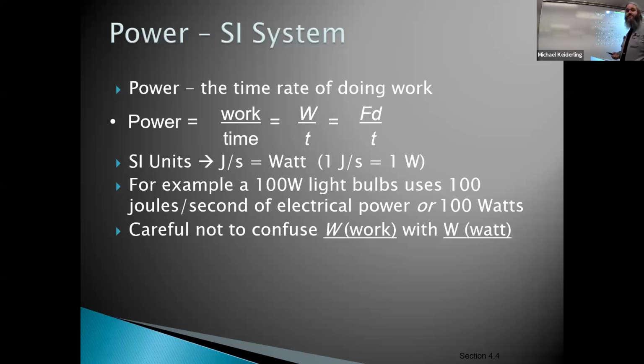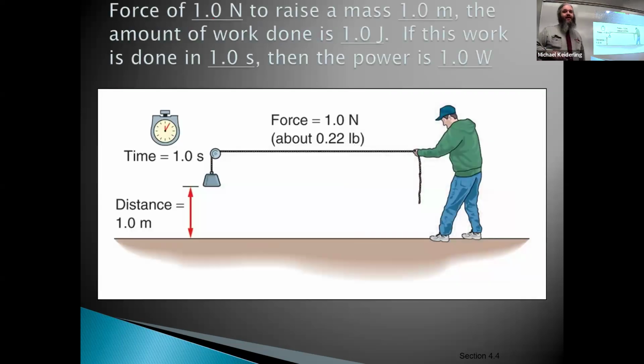So a 100-watt light bulb uses 100 joules of electrical energy every second, 100 watts. And be careful not to confuse work with watt. One is a unit, one is a variable. So if you use a force of 1 Newton to raise a mass 1 meter, the amount of work done is 1 joule. If this is done in 1 second, then the power is 1 watt.